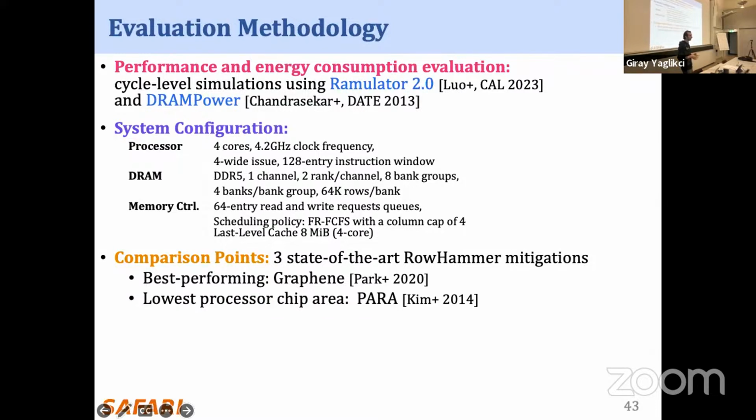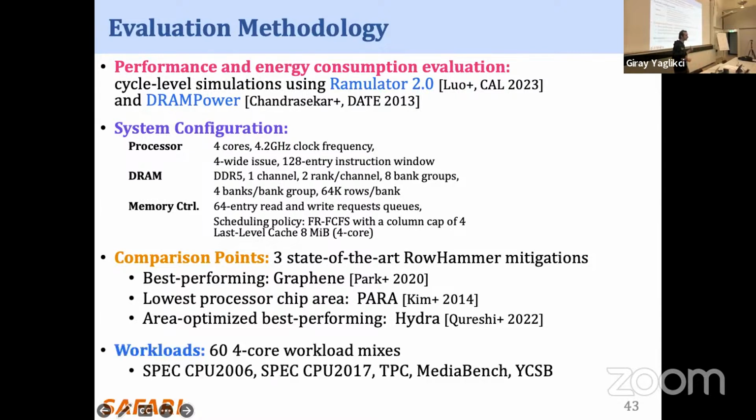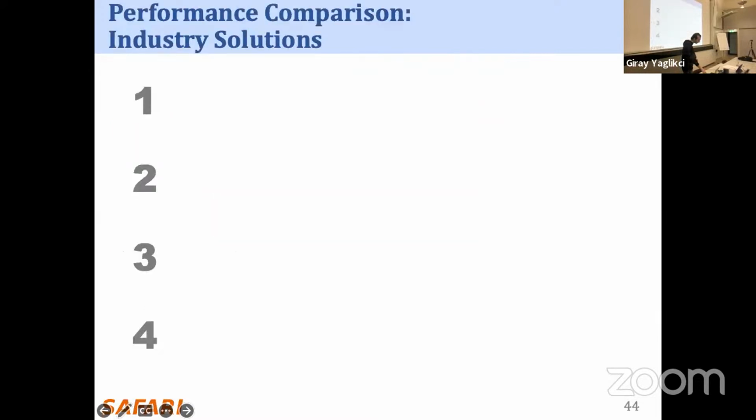We have PARA, which consumes the least area overhead among the mechanisms that we discussed, but has high performance overheads. And Hydra tries to strike a balance in between by keeping some stuff in DRAM while caching them in the memory controller, to be able to keep a low area overhead in the processor chip and low performance overhead as well. We evaluate 64-core workload mixes from different benchmarks.